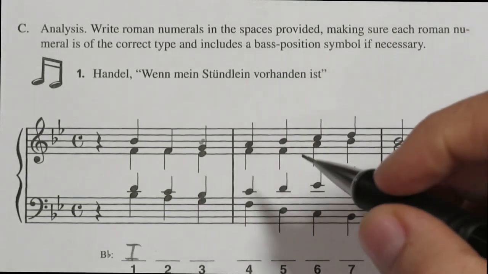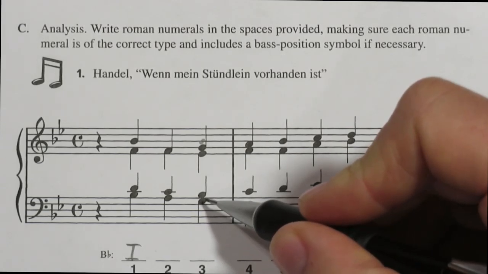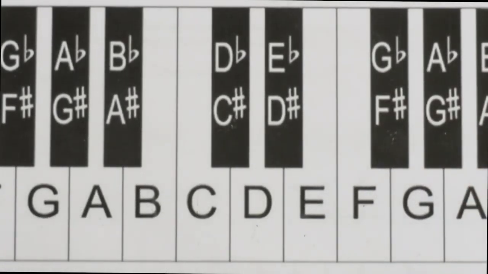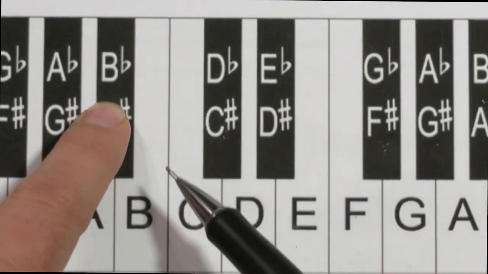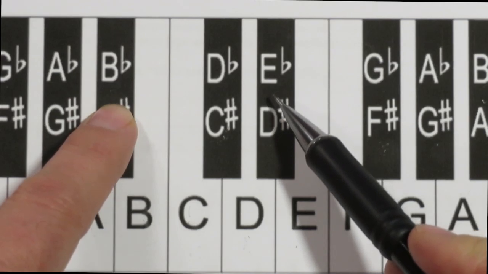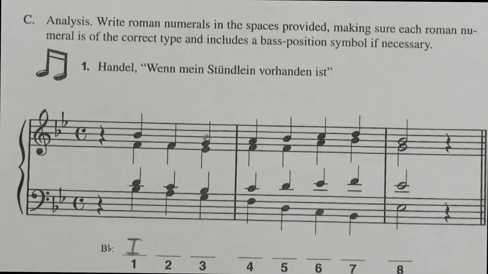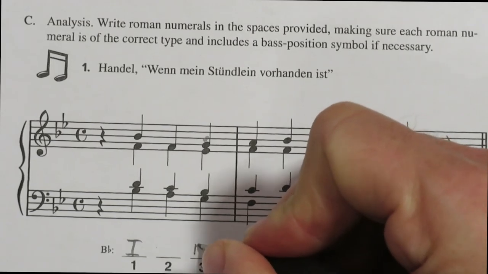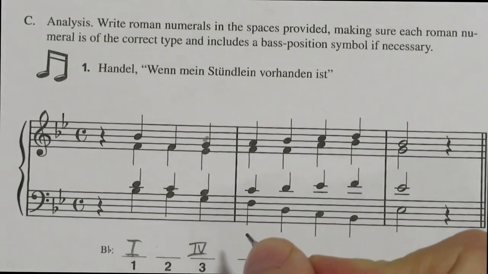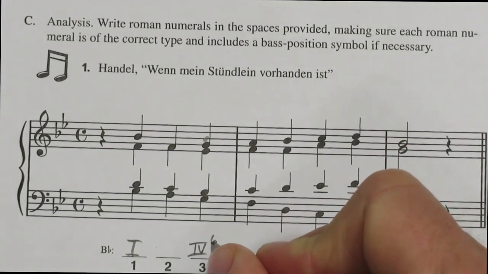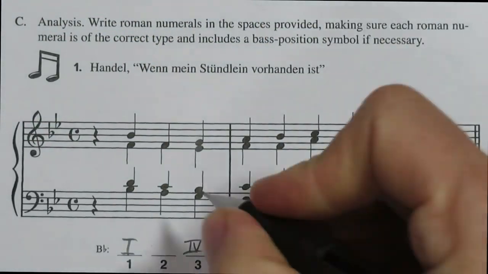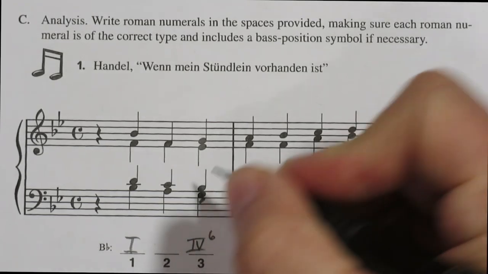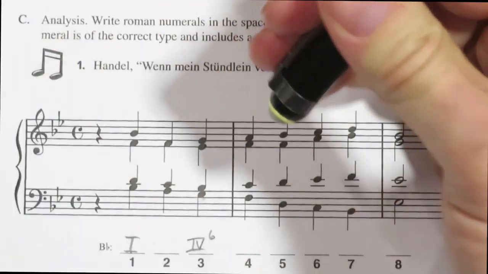Okay, but since the G is in the bass, that would be first inversion. So, in the key of B flat, the E flat would be the 1, 2, 3, 4 chord. And we know that 1, 4, and 5 in a major key is a major chord. So, this is a 4 chord. Right? Major 4 chord. And since it's in first inversion, we'll put the 6 there. So, you can see the E flat here too. E flat, G, B flat.